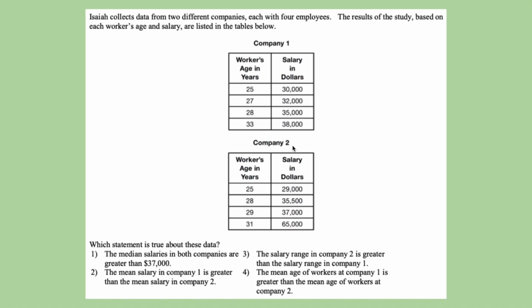So after doing all of that, you should have gotten 8,000 as the range for Company 1 and 36,000 for the range in Company 2. So obviously, the salary range in Company 2 is greater than the range in Company 1. So we know that the answer must be 3.